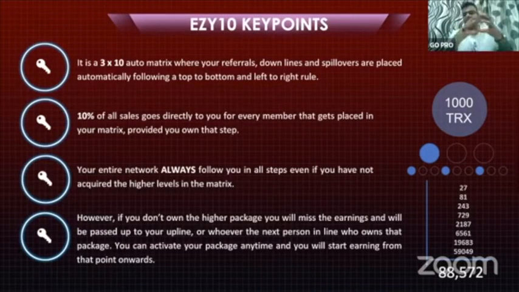So suppose you have a downline of, let's say, 100 people, and you only have 1,000 Tron package. Anybody that buys the 2,000 Tron package, you won't get paid the EZ10 commission. The system will actually miss you and pay somebody else above. So it's very important that you have that package so that you get paid for everything that gets generated from your downlines or in your matrix.